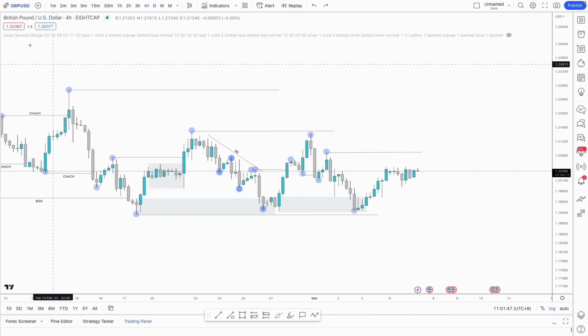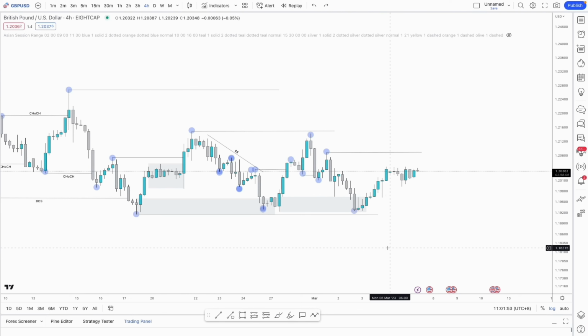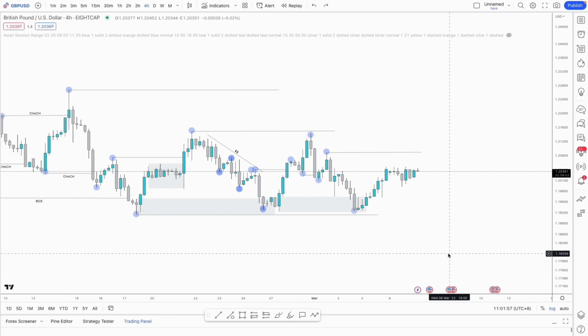So that's the 4-hour outlook. And luckily we don't trade based off mainly the 4-hour, we do our stuff mainly on the 15-minute. So we can really understand now on the 15-minute what's happening.